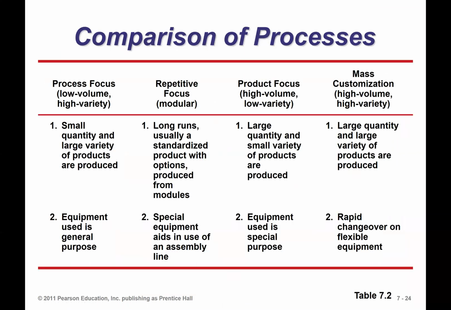Now there's a comparison of the processes, right? We'll just go quickly through a couple of them. I won't do all of them because it's about 7 slides with just comparison of the processes, which you can read up on. Process focus, as we say, is low volume, high variety, right? So you make small quantity and a large variety of product is produced. The equipment used is all purpose. Remember, we're talking about a hospital for this one, if you think about it.